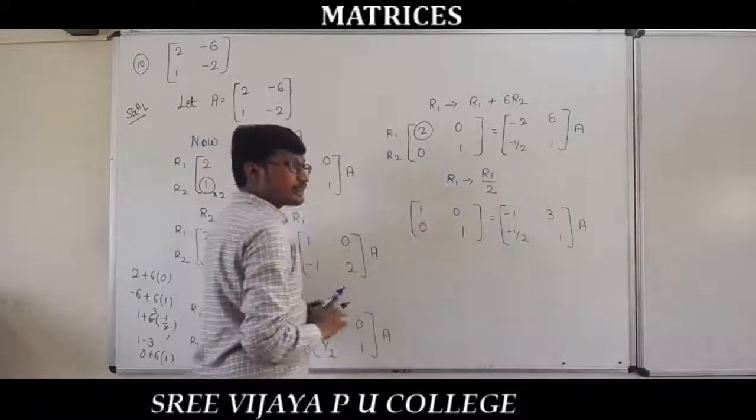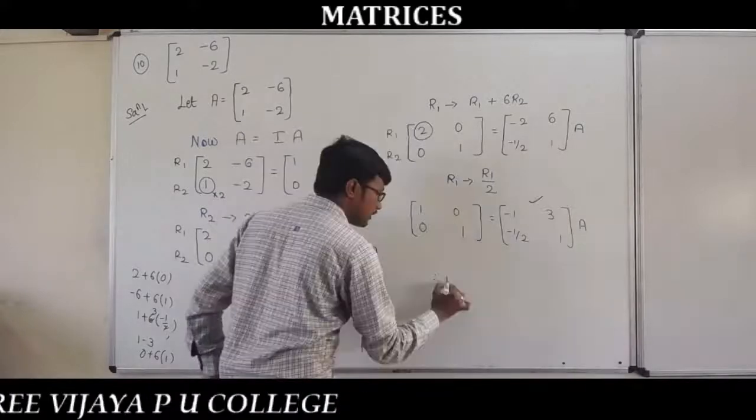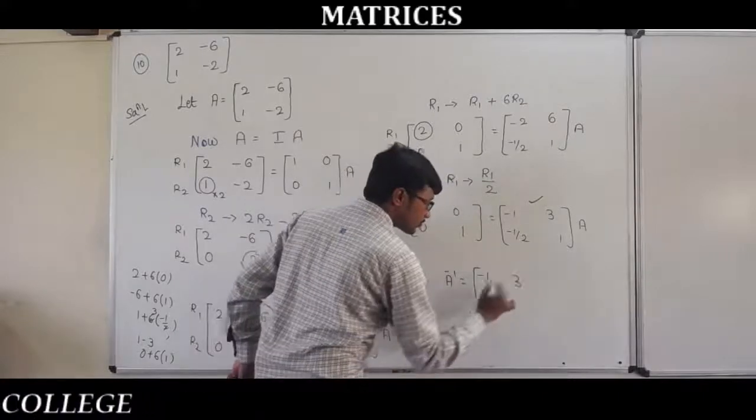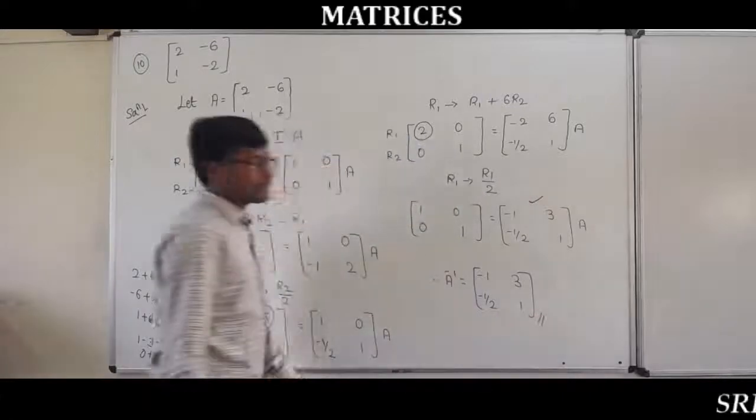So on the left hand side you got the identity matrix. On the right hand side, what are you getting? That is the inverse. Therefore A inverse equals minus 1, 3, minus 1 by 2, 1. So this is the required answer.